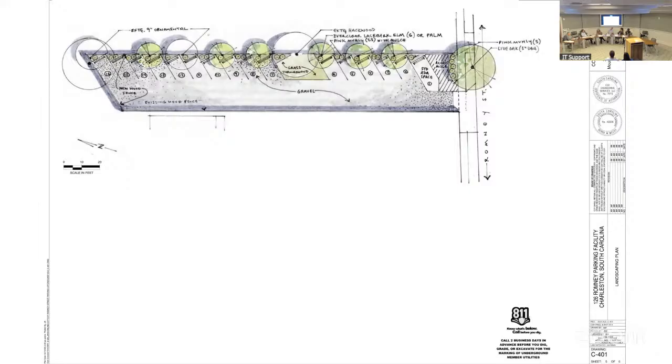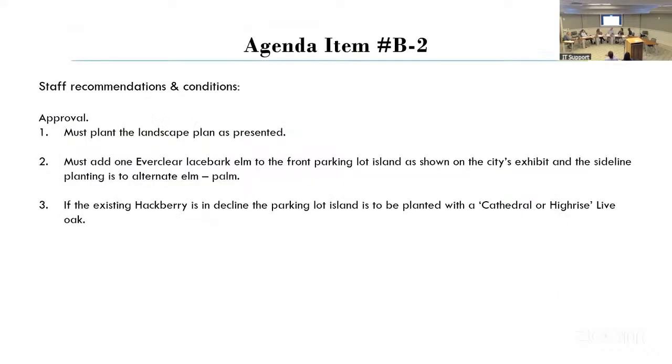I'll make a motion, but can you go back to the staff recommendations before I do that? Okay, I make a motion that we add to the staff recommendations and conditions a number 4, that we require an 8-foot fence and a curb along the base of the fence, and for the design to be submitted to staff for approval, so it doesn't have to come back to the board.